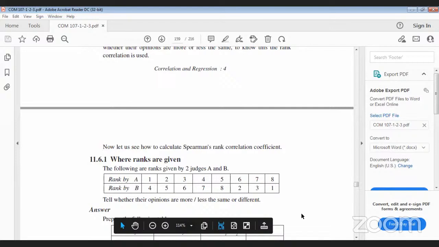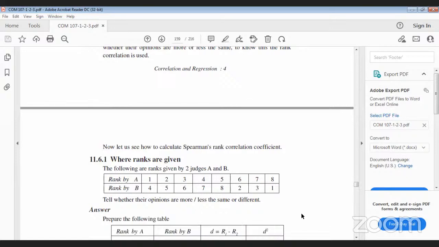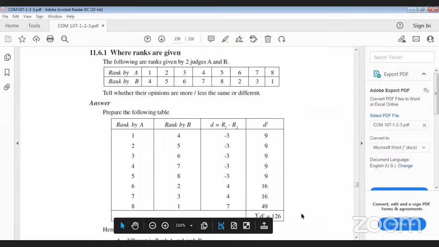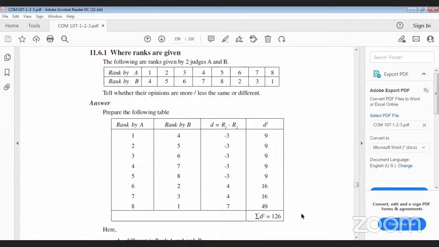We have to answer the question. We compare the following table: rank by A in vertical form, 1, 2, 3, 4, 5, 6, 7, 8. Rank by B also in the second column, 4, 5, 6, 7, 8, 2, 3, 1. Then we have to find the difference, that is R1 minus R2.